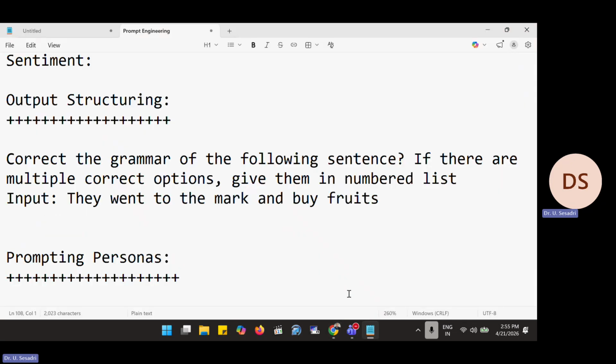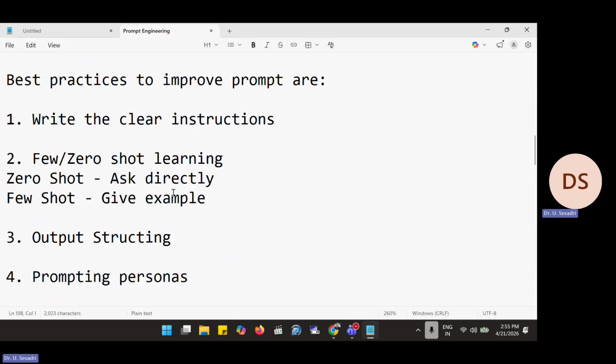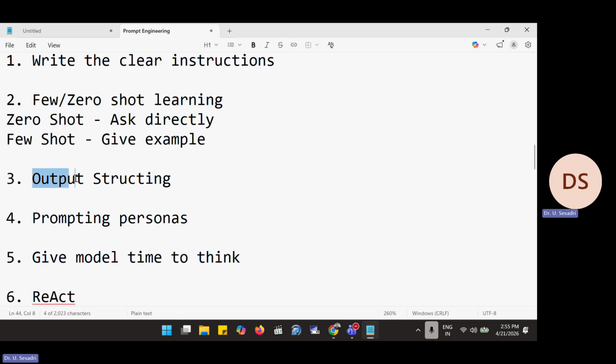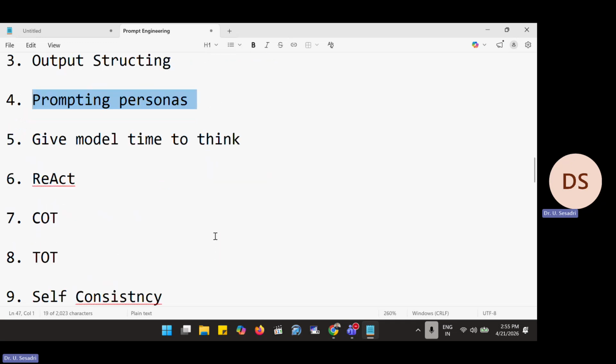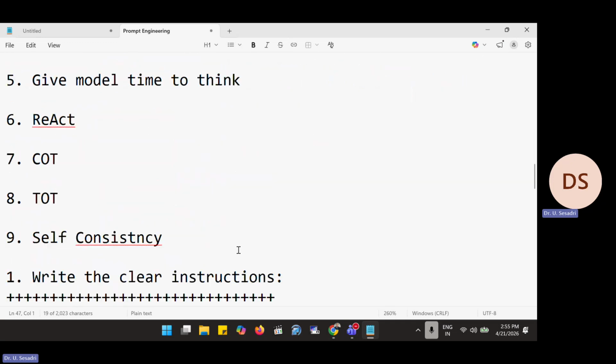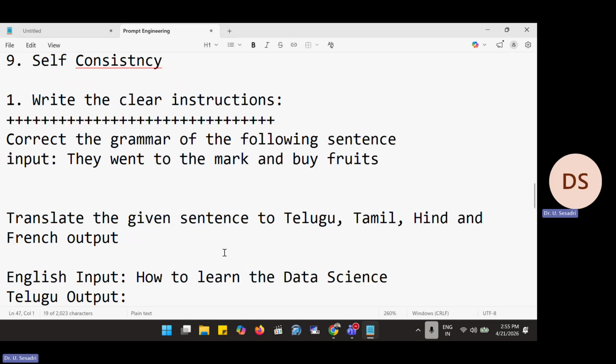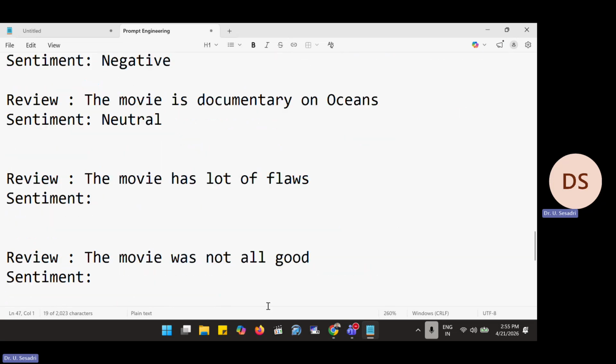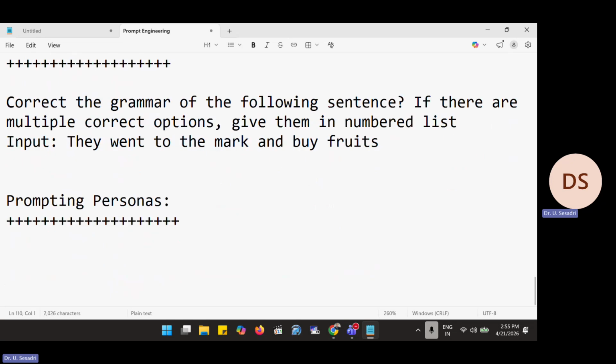This is also one of the important best practices to improve the prompt. One is to write clear instructions. Second is zero-shot or few-shot learning. Third is output structuring. Next is prompting personas. And one more best practice to improve the prompt: give the model time to think.